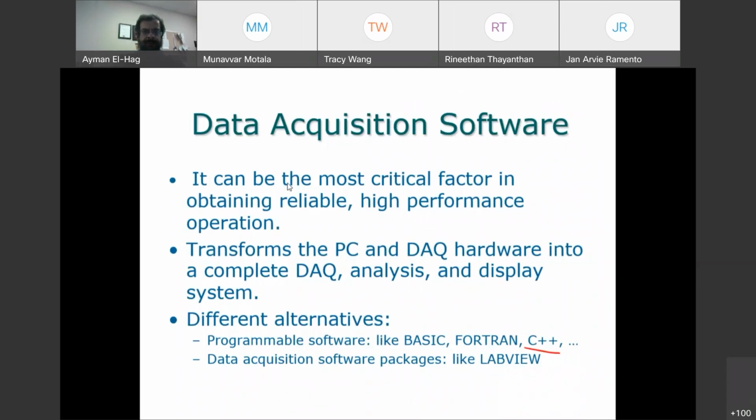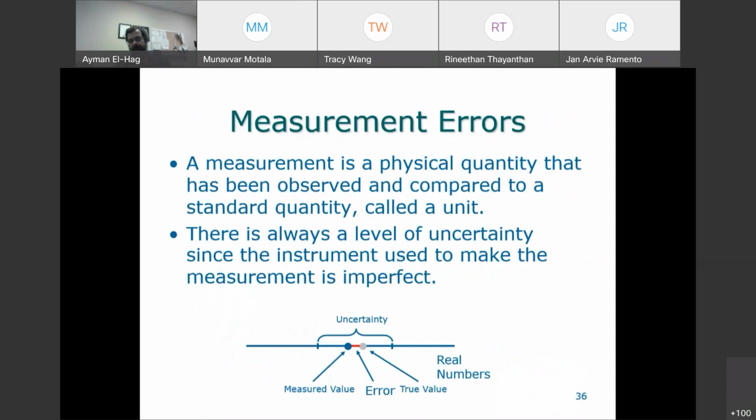Okay. So now let's move to the last part of today's lecture, which is measurement error. If you noticed when I did the small clips about measuring the voltage, the current, and the resistance, I never get exact numbers. There will always be an error. Sometimes the error is big, sometimes the error is small. It depends on different factors.